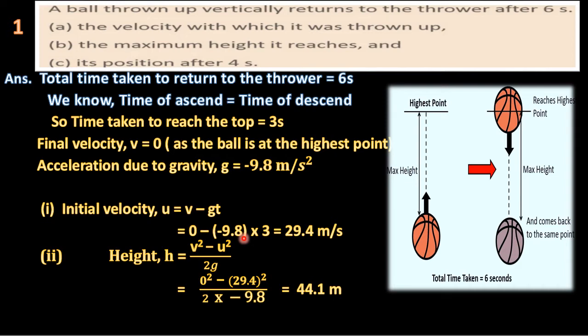Second, we have to calculate the maximum height the ball reaches using this equation. We know that 2gh = v² − u². So from that, h = (v² − u²)/2g, and we give the values: v is 0, since the object is thrown up and reaches the top. Then the value of u that we found, we substitute here, 29.4 the whole square, divided by 2 into −9.8, and we get the answer as 44.1 m.